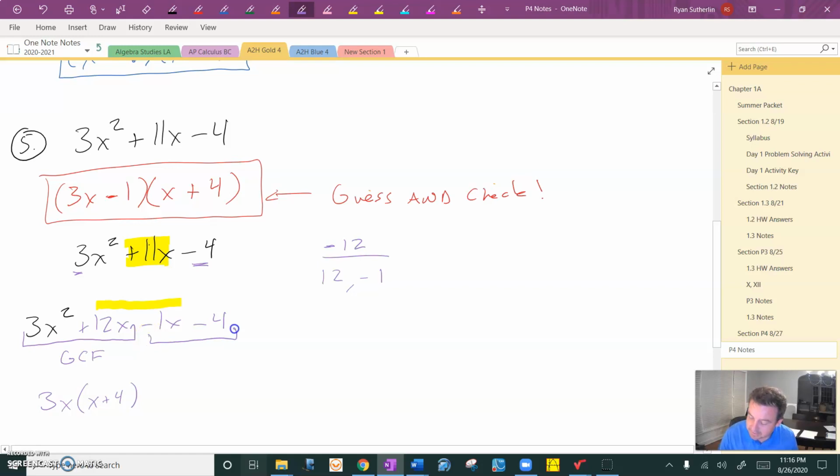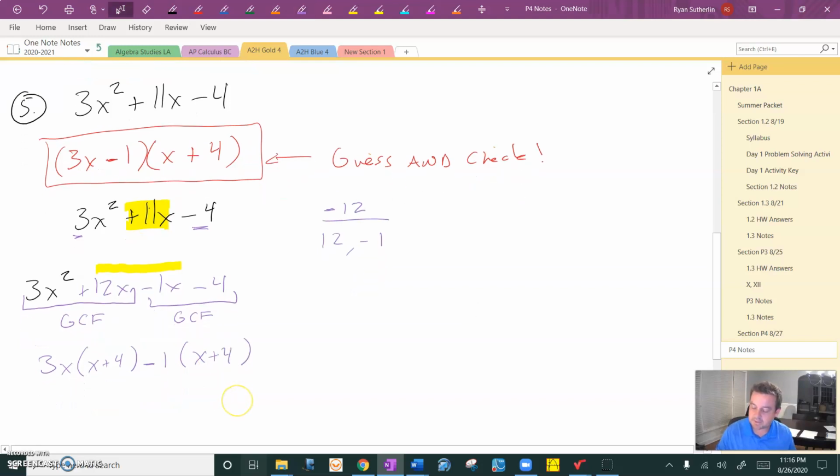Now I look at my second two numbers, and I also factor out the GCF. Well, for negative 1x and negative 4, the only thing they have in common is negative 1, which leaves me with x plus 4. And now what you should notice is this. What I have in parentheses is the same. I have an x plus 4 and an x plus 4, so I can really factor that out. And then what I'm left with, when I get rid of the x plus 4, is a 3x and a minus 1. And I have 3x minus 1. And if you'll notice, those are the same factors we got via guess and check.